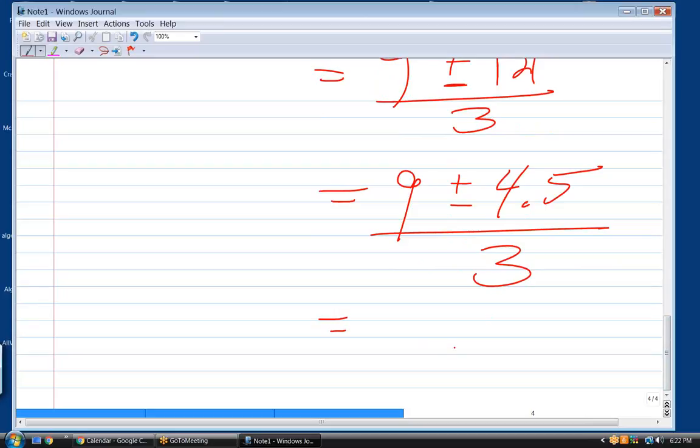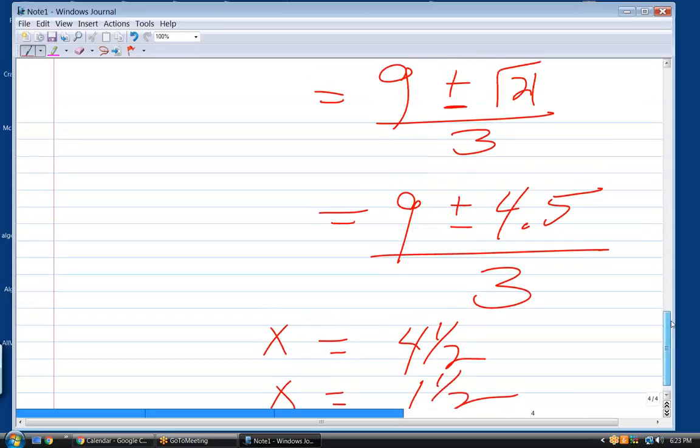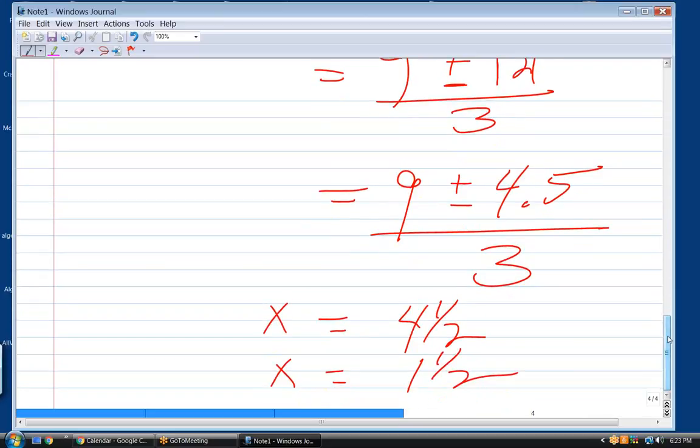So I have two values. I have 9 plus 4.5 divided by 3, and I have 9 minus 4.5 divided by 3. Well, 9 plus 4 and change divided by 3 is 4.5, I believe. And 9 minus 4.5 divided by 3 is 1.5. So those are my two values of x where my tangent line is horizontal.